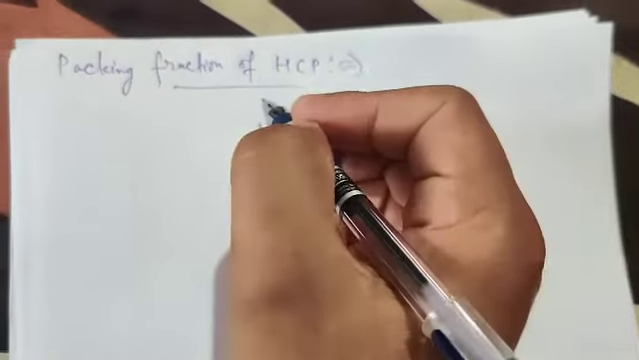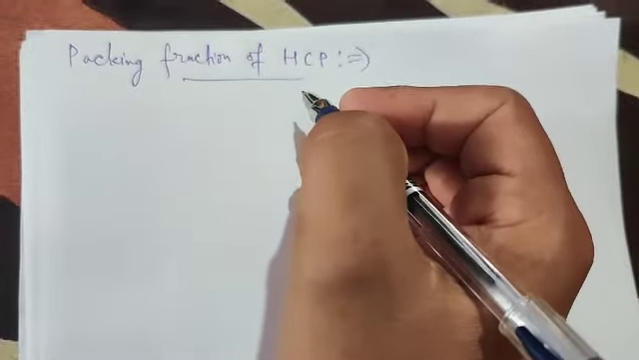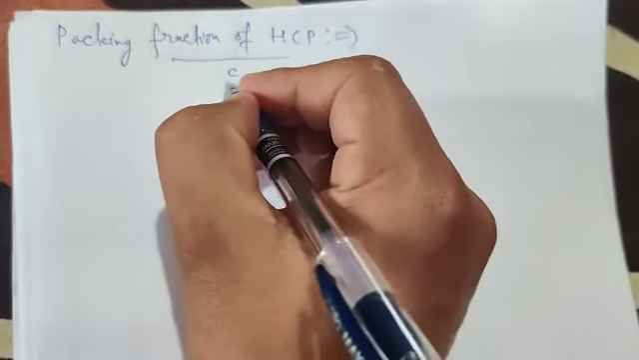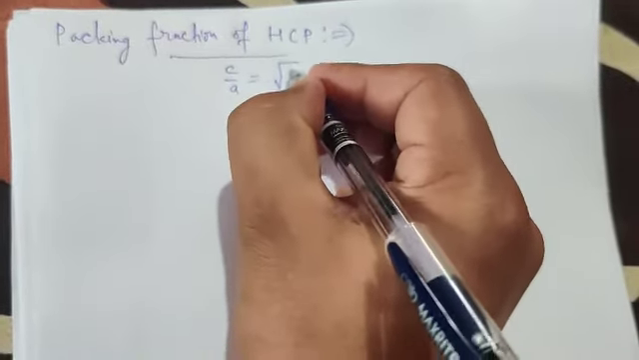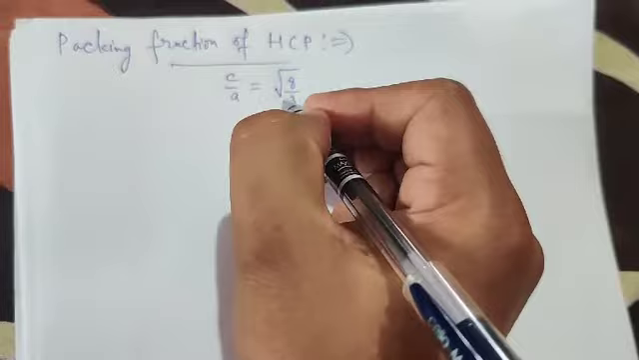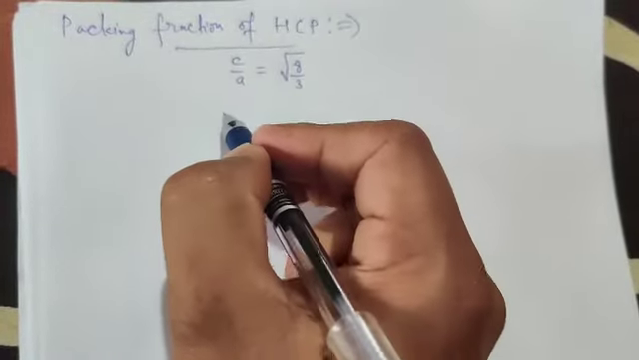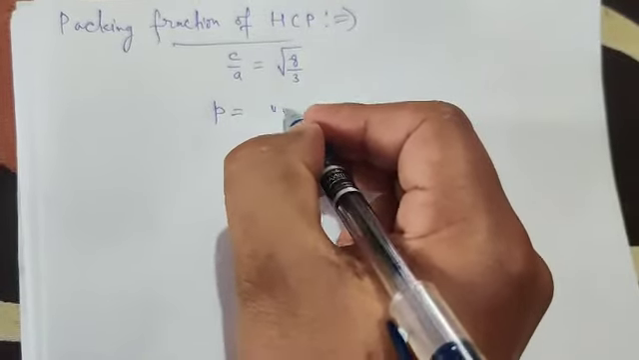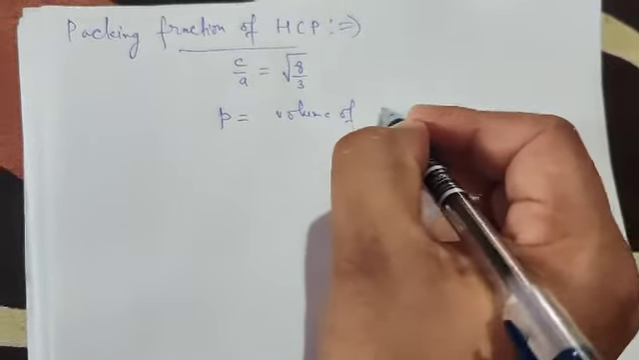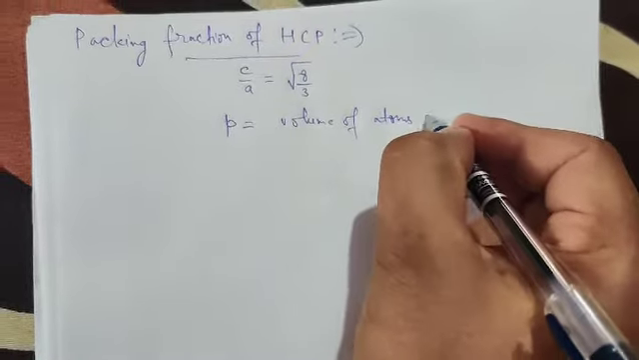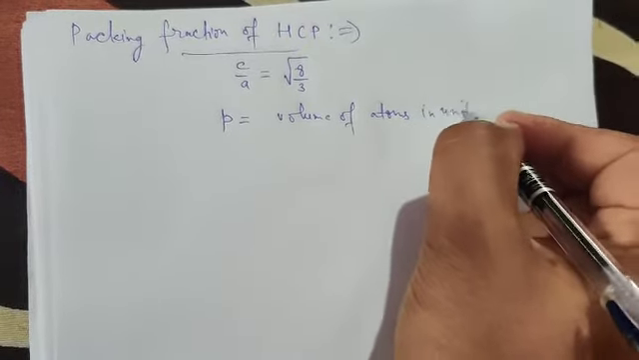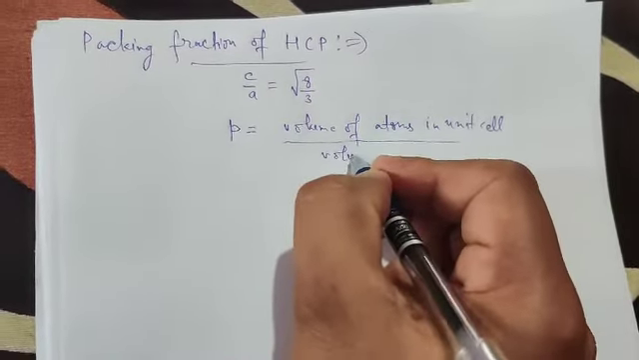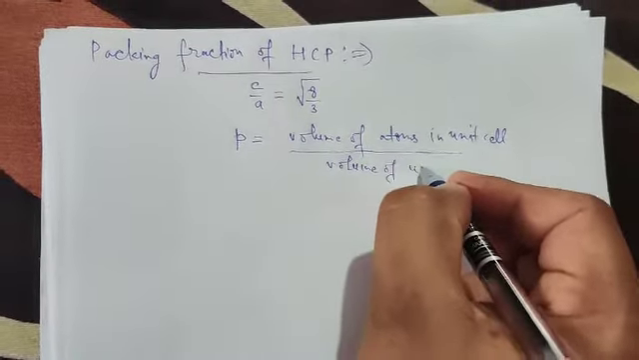So we will now calculate the packing fraction of this hexagonal closed packing structure. Since we have calculated the C upon A ratio, which is under root of 8 upon 3, now we know what the packing fraction is. Packing fraction is volume of atoms in unit cell divided by volume of unit cell.